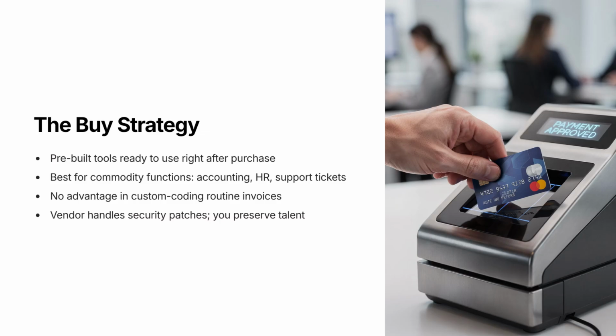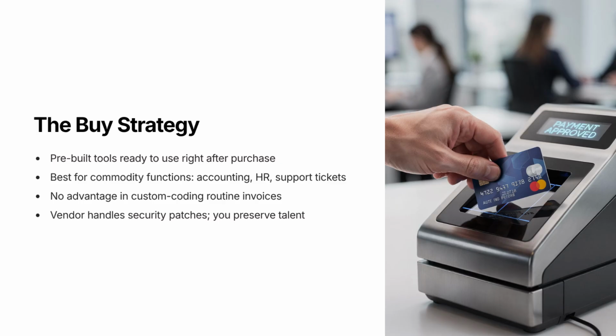The boundary lines for a buy strategy are incredibly clear. You choose this path when the business problem you are trying to solve is a standard commodity function shared by almost every company on earth, such as basic accounting ledgers, standard human resource onboarding portals, or routine customer support ticketing lines. There is absolutely no competitive advantage in spending 2 years writing custom code just to generate an invoice or file an expense report. You simply buy the best vendor software available on the market, let them handle the continuous security patches, and immediately hand the tool to your staff.